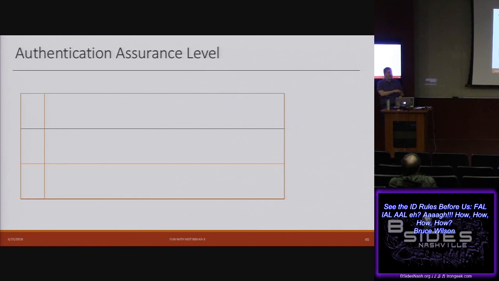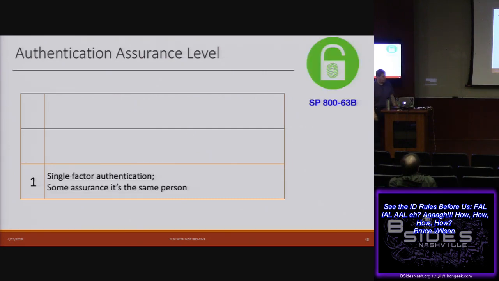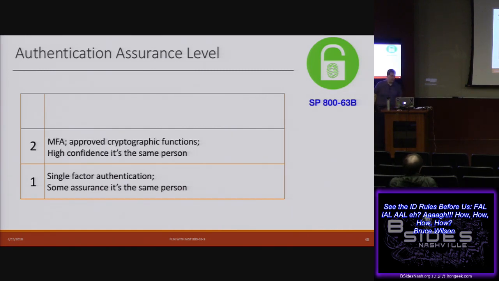So sliding from identity to authentication, again, we have these 3 levels. Level 1 is a single-factor authentication, so we have some assurance that it's the same person yesterday as today, and all of the passwords get lumped into that category. And Rev 3 has some interesting things to say about passwords that we will get into in a minute. Level 2 requires multi-factor authentication and what they term approved cryptographic functions, which means you're using crypto that NIST says is current.